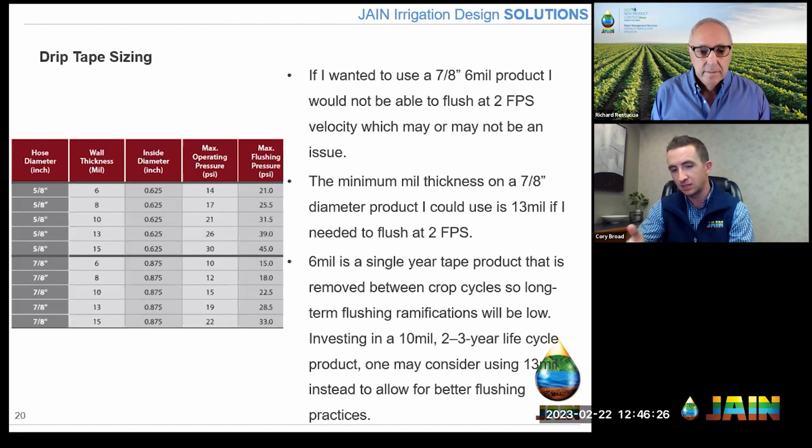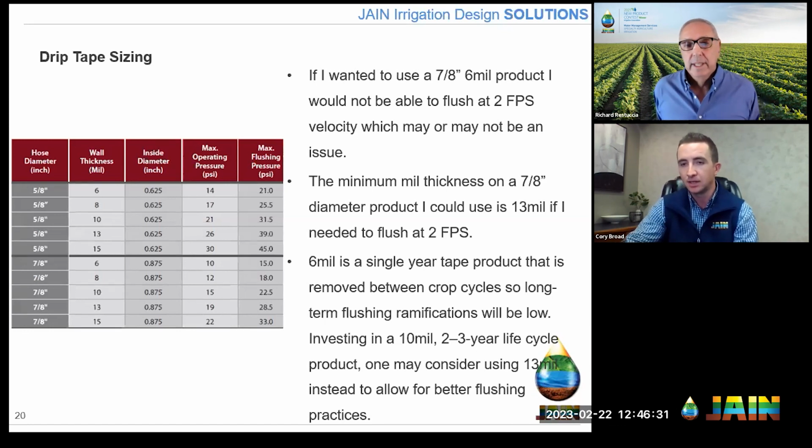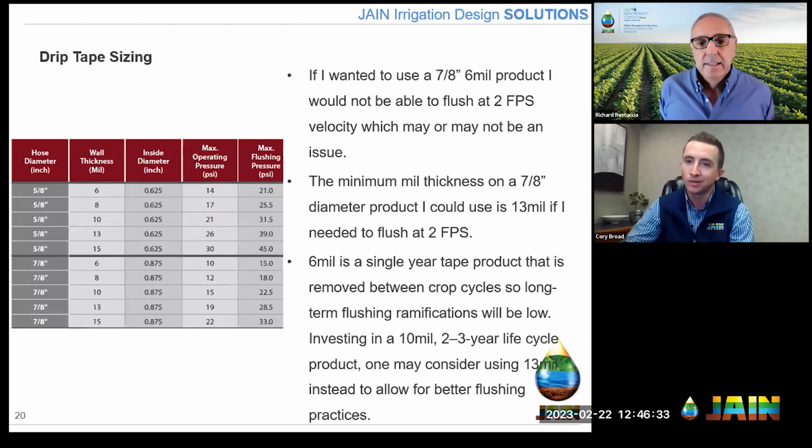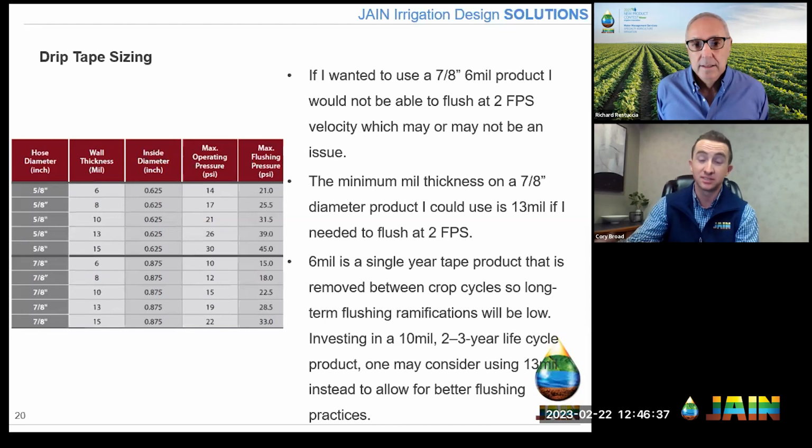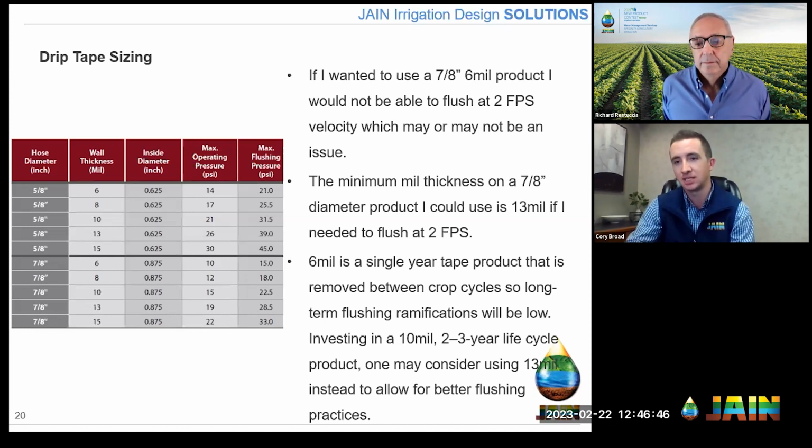And where I see the mistake get made often is growers might get into that 10 mil product where they say, well, it's 2 to 3 year product, I'm just going to go 10 mil. Well, you might actually want to consider just jumping up to 13. It's going to be a stronger product when you go to install it. It's going to be a stronger product when you go to remove it, but also you can guarantee that you're going to be able to flush it at the right velocity.